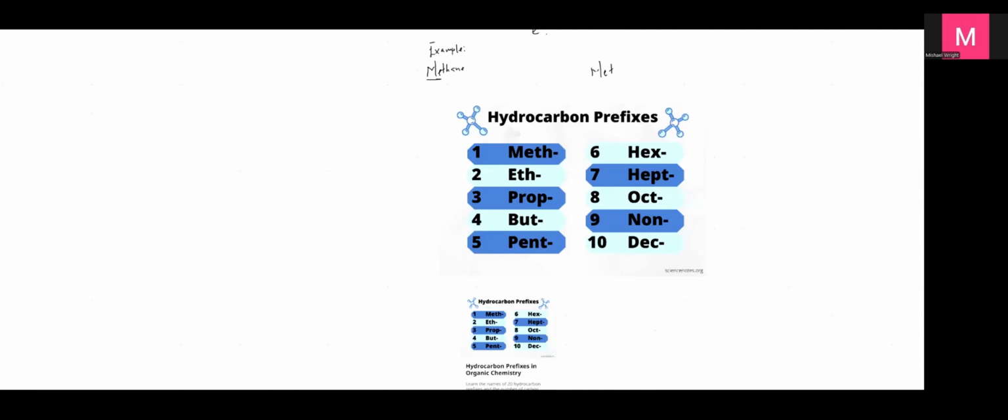So for example, guys, when you have meth, that means that you have only one carbon. Eth, 2 carbon atoms. Prop, 3 carbon atoms. But means 4 carbon atoms. Pent, 5. Okay, hex, hept, oct, non, and dec. Really important to understand that you just have to learn these 4.